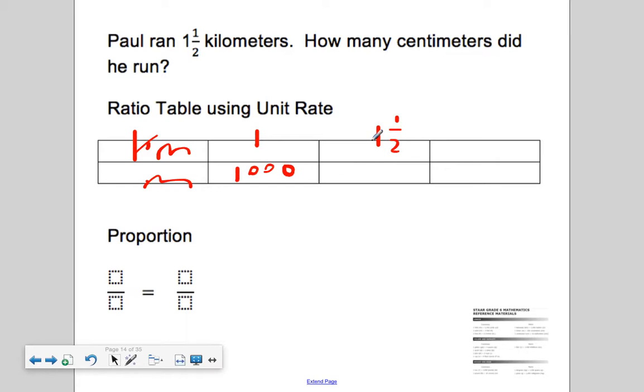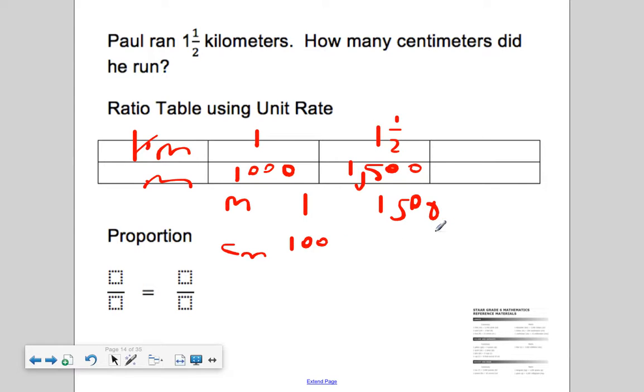So let's try to use common sense. Each kilometer is 1,000, so 1 kilometer will be 1,000. Half of it would be 500, so that'd be 1,500 meters. But it said turn it into centimeters. Each meter is equivalent to 100 centimeters. If you had 1,500 meters, how many centimeters would that be? How do you turn 1 meter to 100 centimeters?